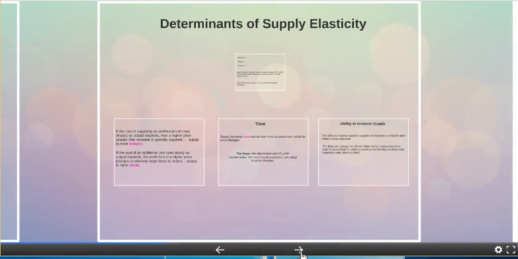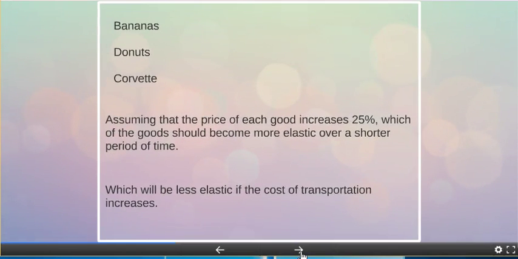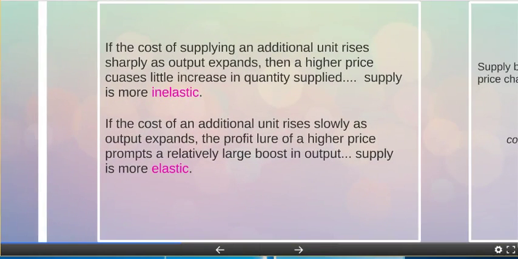Determinants of supply elasticity. We're going to skip that. It was a great discussion, but very difficult to do in a video. So if the cost of supplying an additional unit rises sharply as output expands, then a higher price causes little increase in quantity supplied, and the supply is more inelastic. If the cost of an additional unit rises slowly as output expands, the profit lure of a higher price prompts a relatively large boost in output, so supply is more elastic.